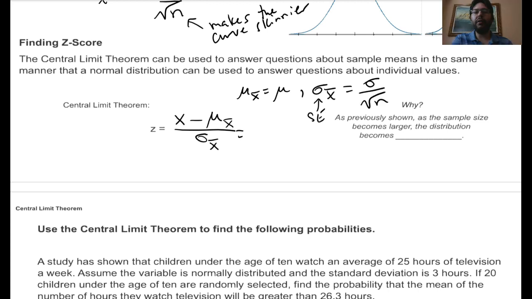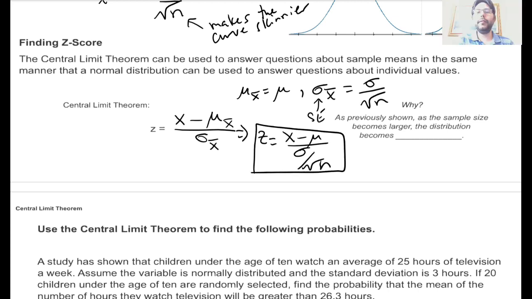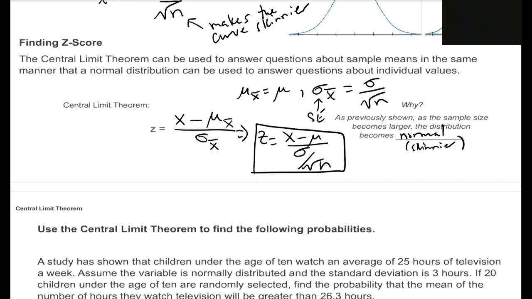Okay, so I'll give you the new formula. The new formula is z equals x bar minus mu divided by sigma over square root of n. So this is the formula that we'll be using. As previously shown, as the sample size becomes larger, the distribution becomes skinnier and it becomes more normal. Okay, so it becomes normal but skinnier. All right, so that is our formula that we're going to be using for the central limit theorem.